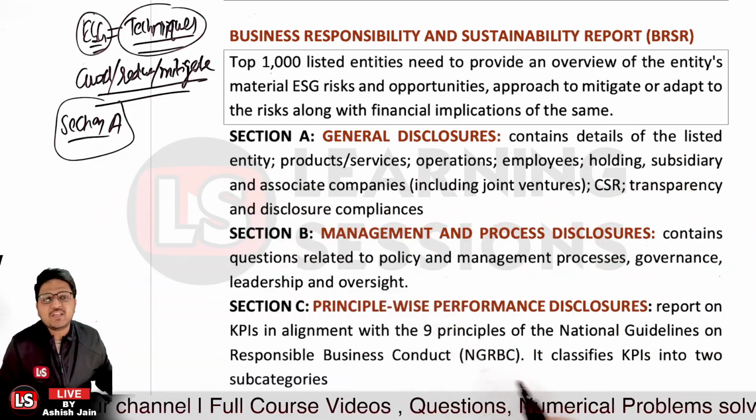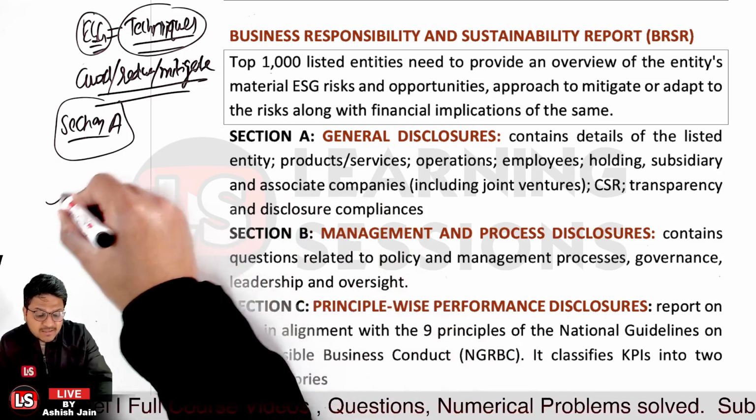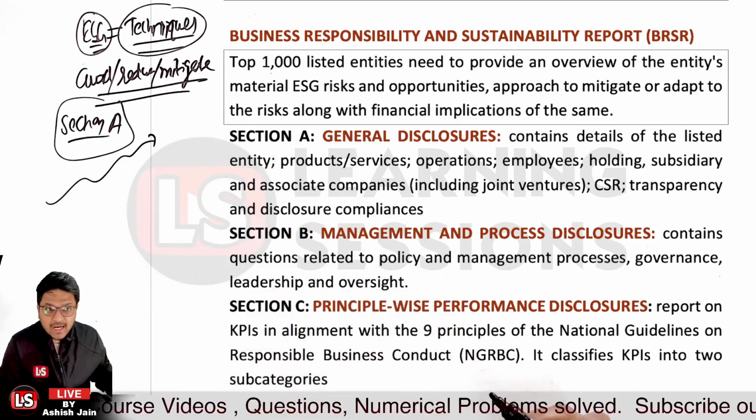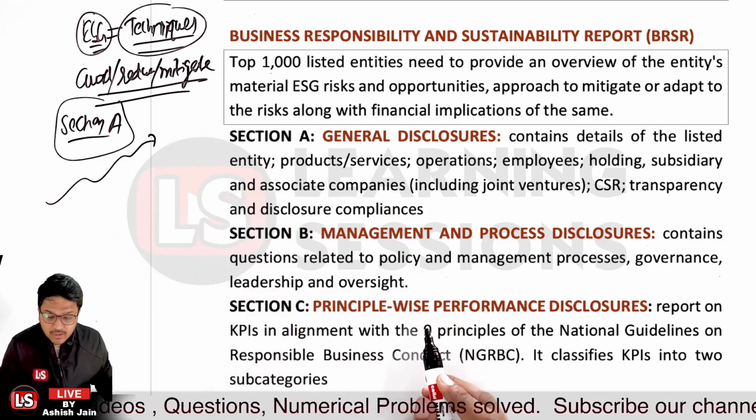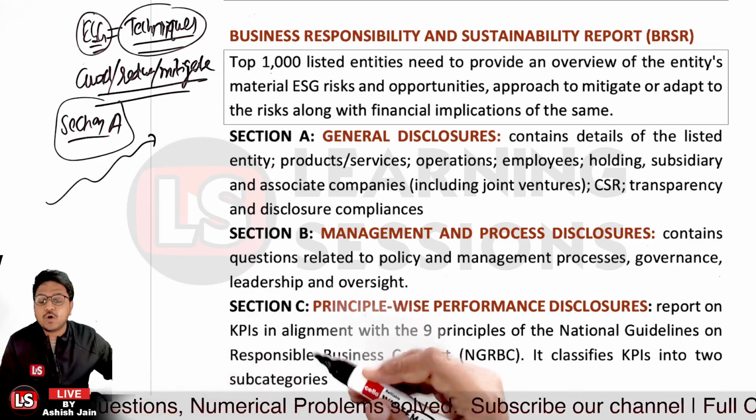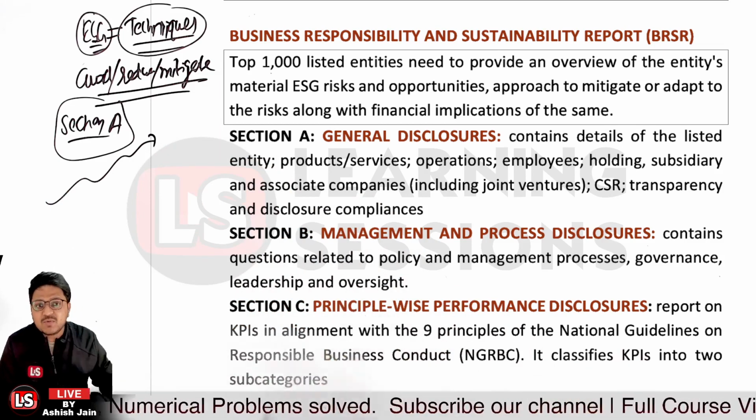Section B deals with the management and process disclosures, that is, what process they are following so as to take the decisions, and what their governance structure is, what their leadership is, what their oversight or particular objectives are, that must be disclosed, right?